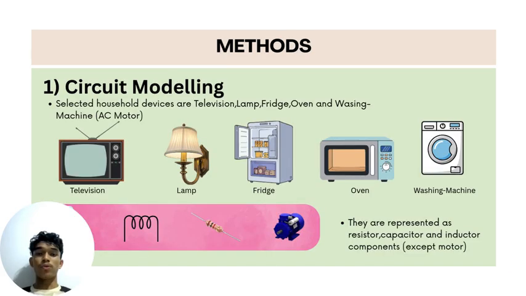The method we use for the project is circuit modeling. The selected household devices are television, lamp, fridge, oven, and washing machine. They are represented as resistor, capacitor, and inductor components, except the motor.